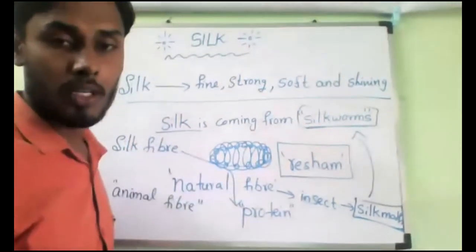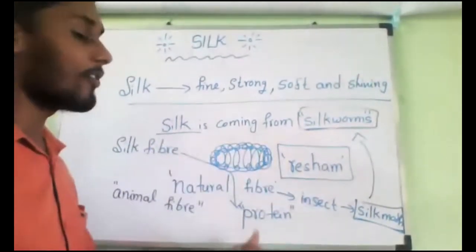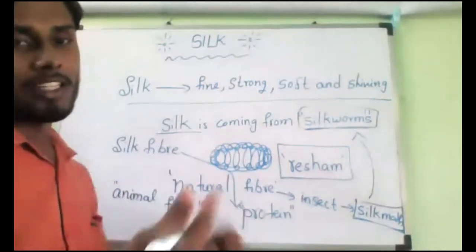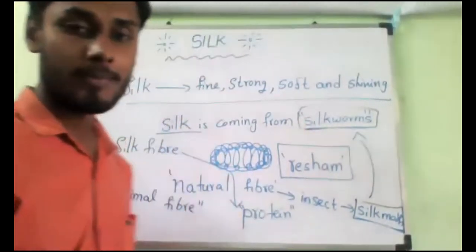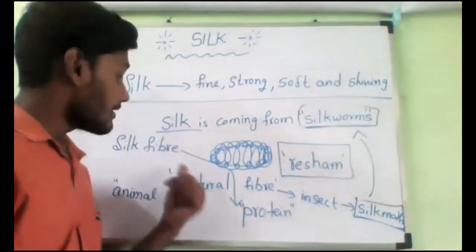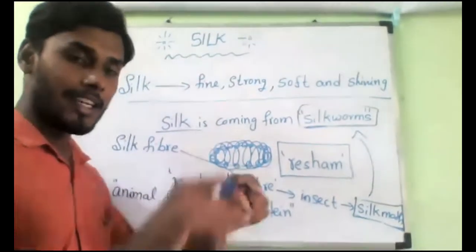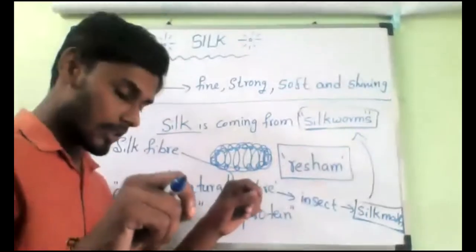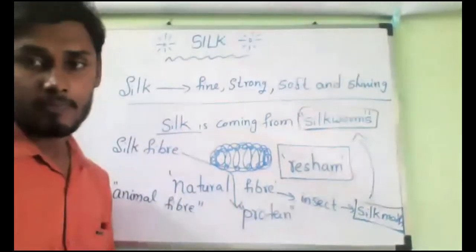They will ask you the question: that silk is made up of protein. That thread, whatever is coming out, is made up of protein. Which is the protein? Silk fiber. That thread is made up of protein.